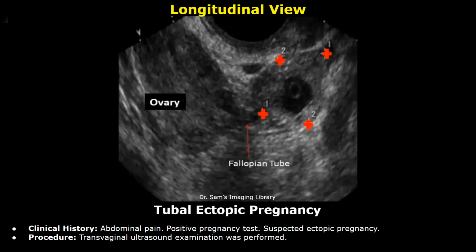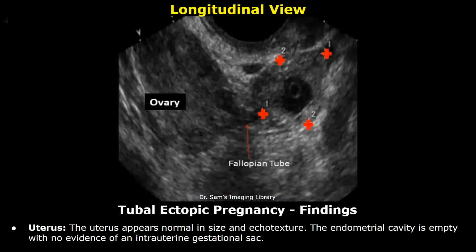Clinical history: abdominal pain, positive pregnancy test, suspected ectopic pregnancy. Procedure: transvaginal ultrasound examination was performed. These are the findings. Uterus: the uterus appears normal in size and echo texture. The endometrial cavity is empty with no evidence of an intrauterine gestational sac.